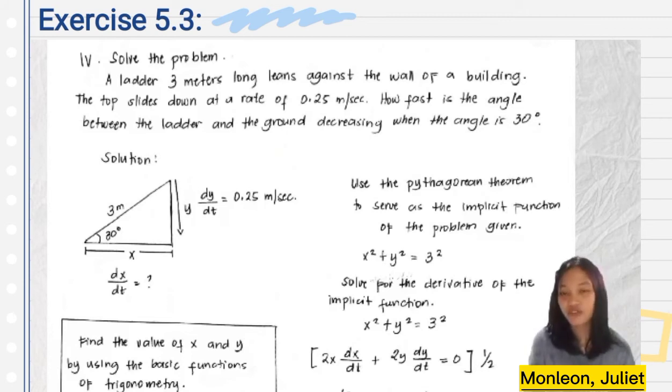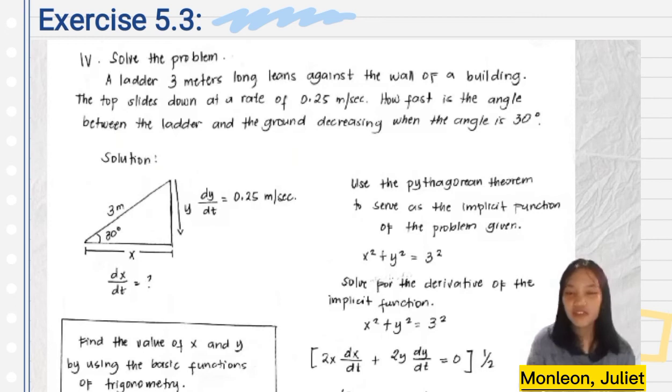So we are going to find the derivative of x with respect to t. For us to come up with the final answer, we will use the Pythagorean theorem to serve as the implicit function of the given problem, since the given representation is a right triangle. So when we have a right triangle, we will use the Pythagorean theorem, which is a squared plus b squared is equal to c squared.